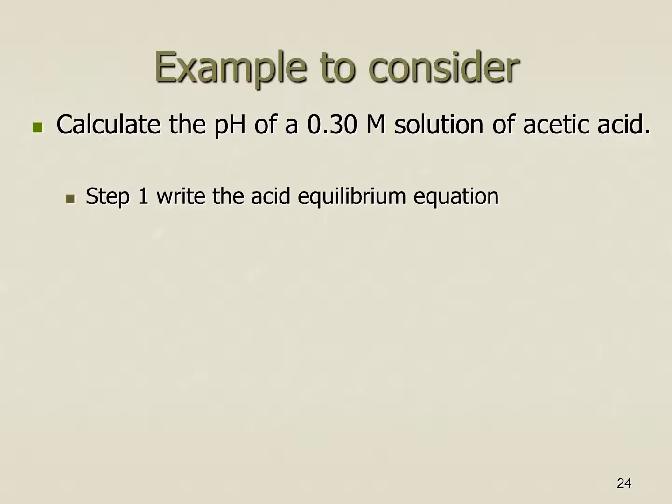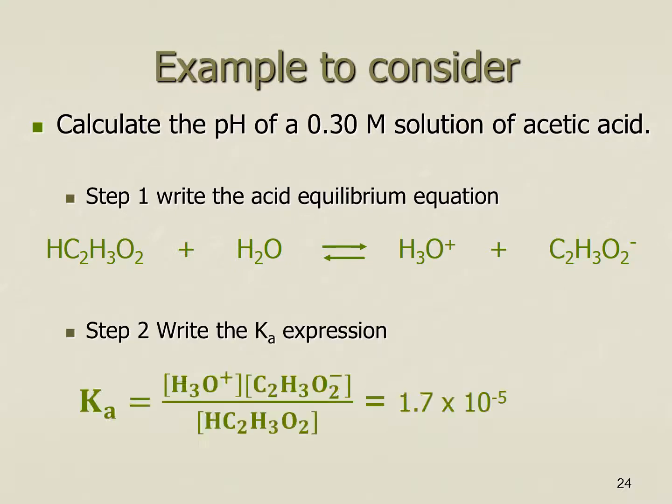Okay, so calculate the pH of a 0.30 molar solution of acetic acid. The first thing you should always do is go ahead and write your acid equilibrium. If you know it's a weak acid, write the acid equilibrium equation. So here we have acetic acid plus water gives us H3O plus and C2H3O2 negative. The next thing you should do is write the Ka expression. So Ka equals products over reactants, but we omit the H2O. So H3O plus concentration times acetate ion concentration divided by the acetic acid.